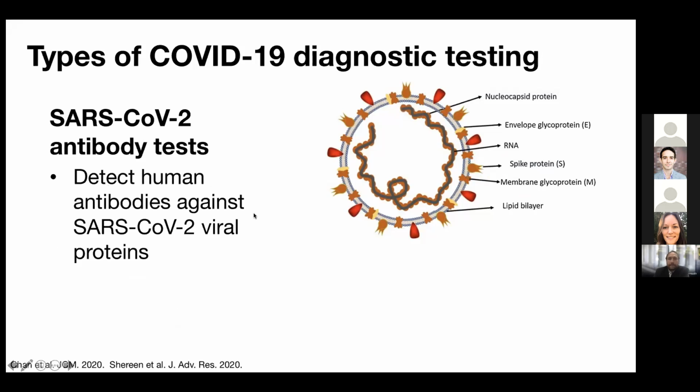Then we have antibody tests. So antibody tests detect human antibodies against the viral proteins. There's a human antibody binding spike protein, and then you have some type of molecular readout, a color change or whatever, that allows you to know whether or not human antibodies are present.